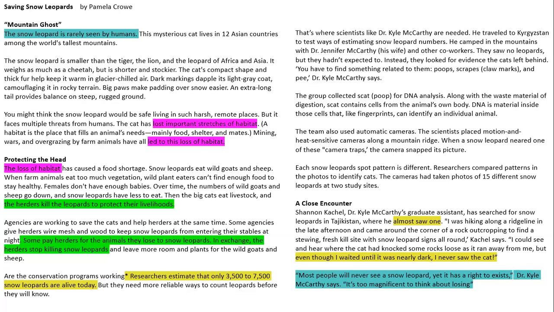You might think the snow leopard would be safe living in such harsh, remote places, but it faces multiple threats from humans. The cat has lost important stretches of habitat. A habitat is the place that fills an animal's needs, mainly food, shelter, and mates. Mining, wars, and overgrazing by farm animals have all led to the loss of habitat.